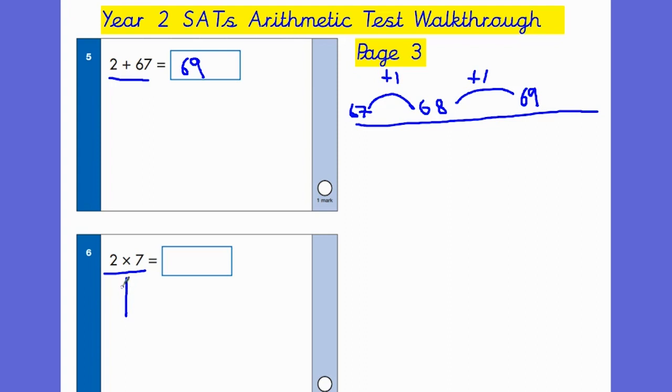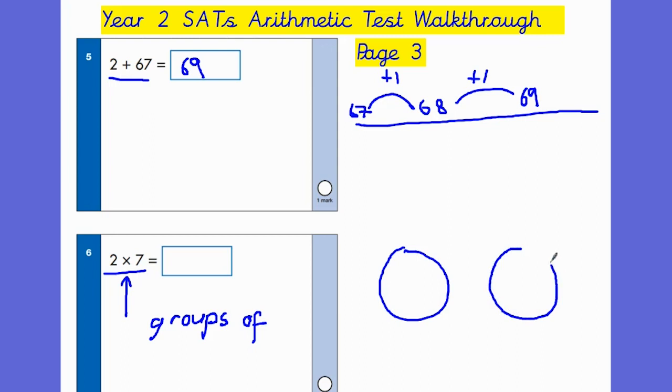Now in year 2, they are taught that this symbol here, which yes means multiplication, times, but it also means groups of. Why do we tell the children it means groups of? Well, because if they know that symbol means groups of, they can then read this as 2 groups of 7, which then links nicely to a method that they're taught in school. A nice pictorial way of showing it.